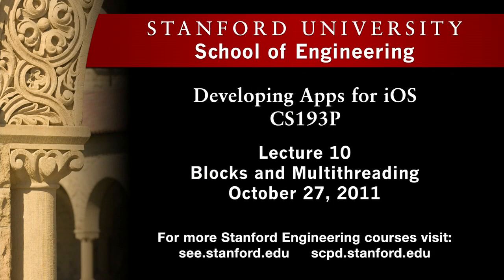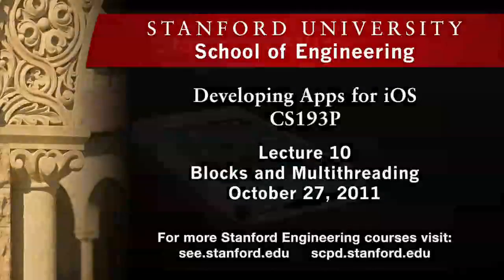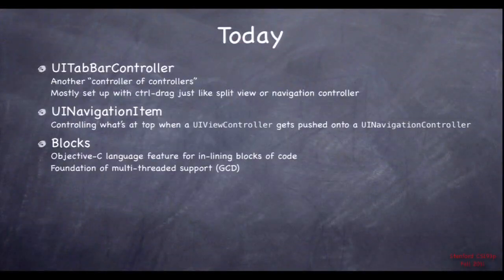All right, well, welcome then to lecture, what is this? Lecture 10? Not sure, lecture 10, I think. CS 193P. Today, I'm going to briefly at the beginning talk about a couple UI elements, UI tab bar controller and UI navigation item, which is a property in UI view controller that lets you customize what your view controller looks like when it's inside of a navigation controller. And then we're going to get to the meat of today, which is blocks.